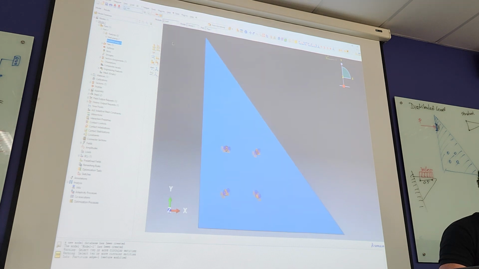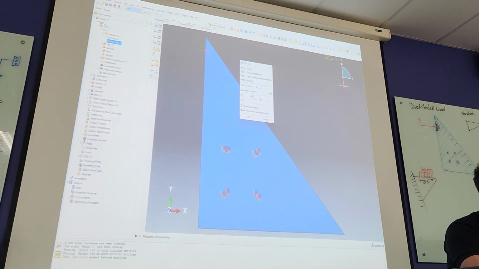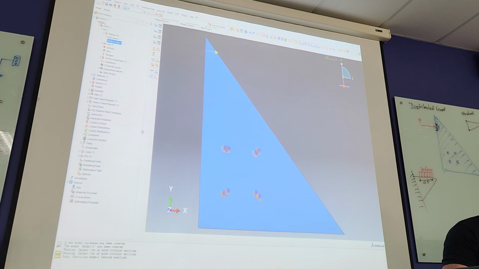So load, we've got it sorted out. There's a point there. Then we put the concentrated force. Continue. And we've got 4,000 there and 0 in Y. Okay. Now, trouble.